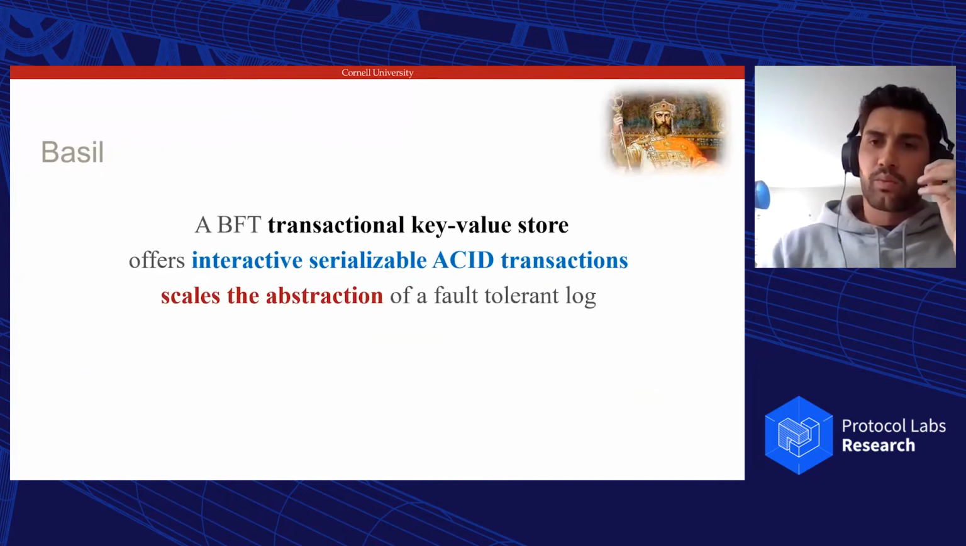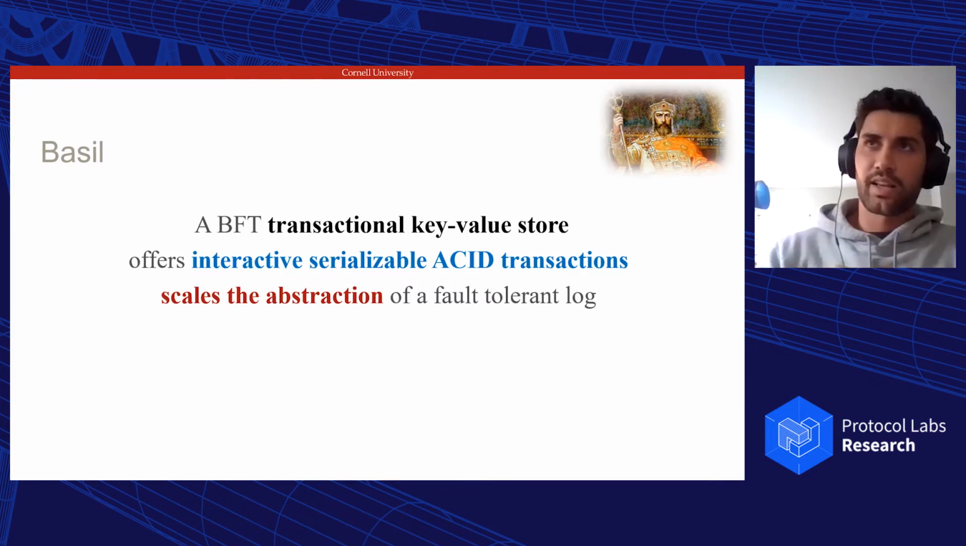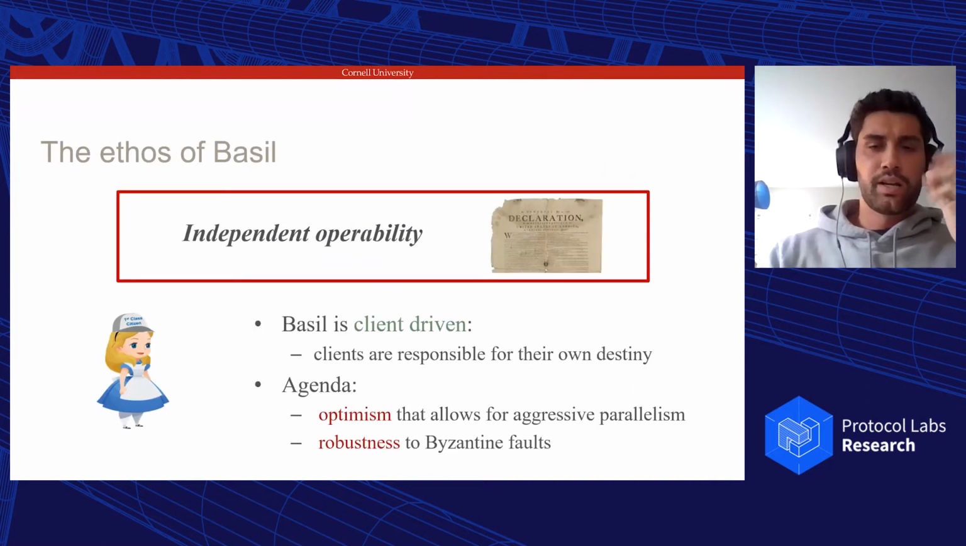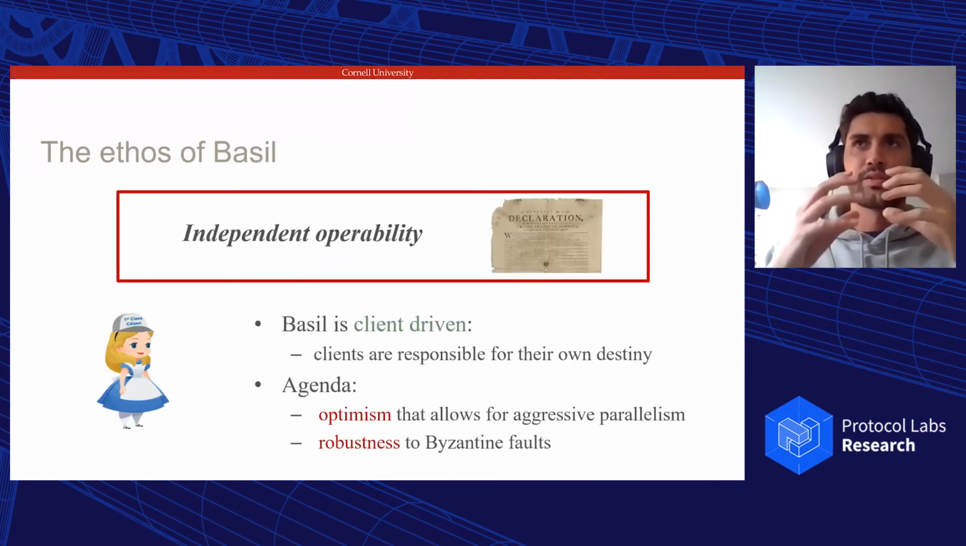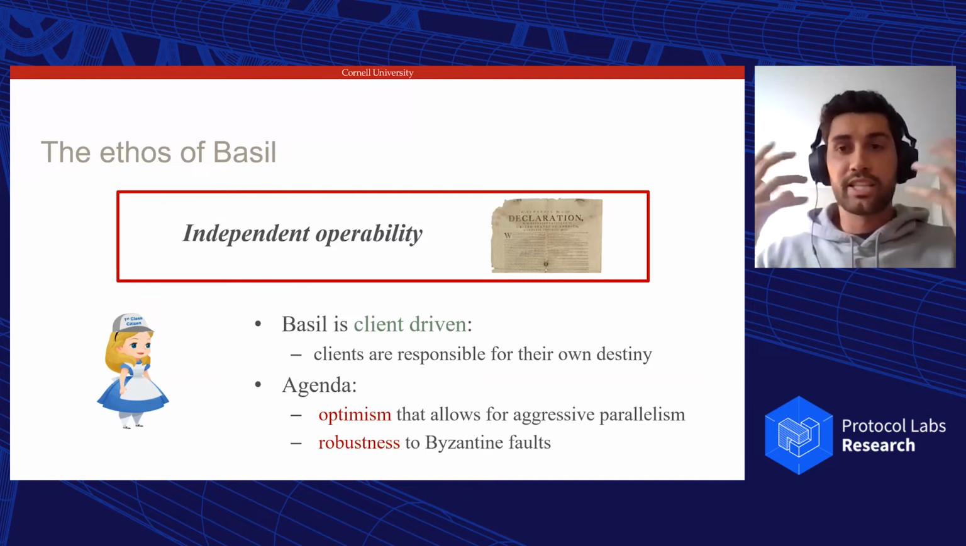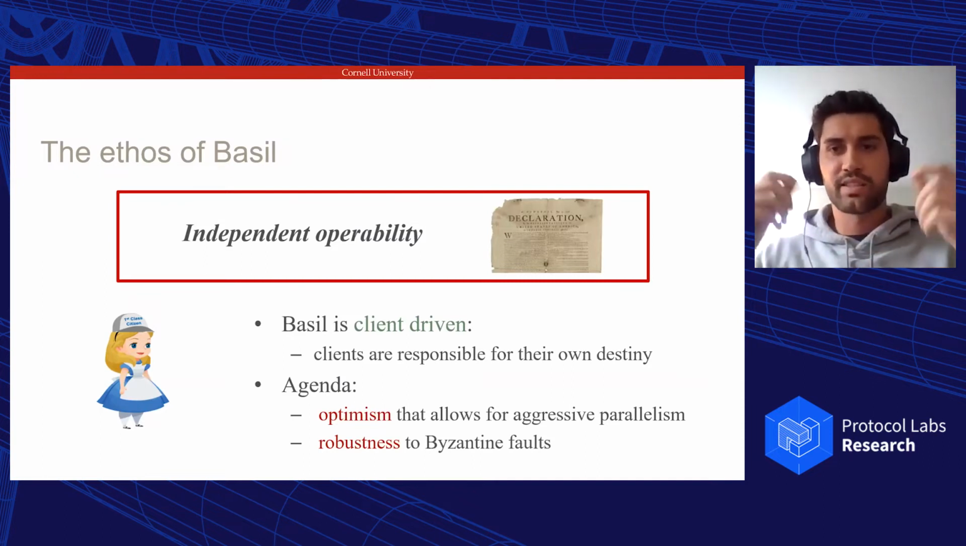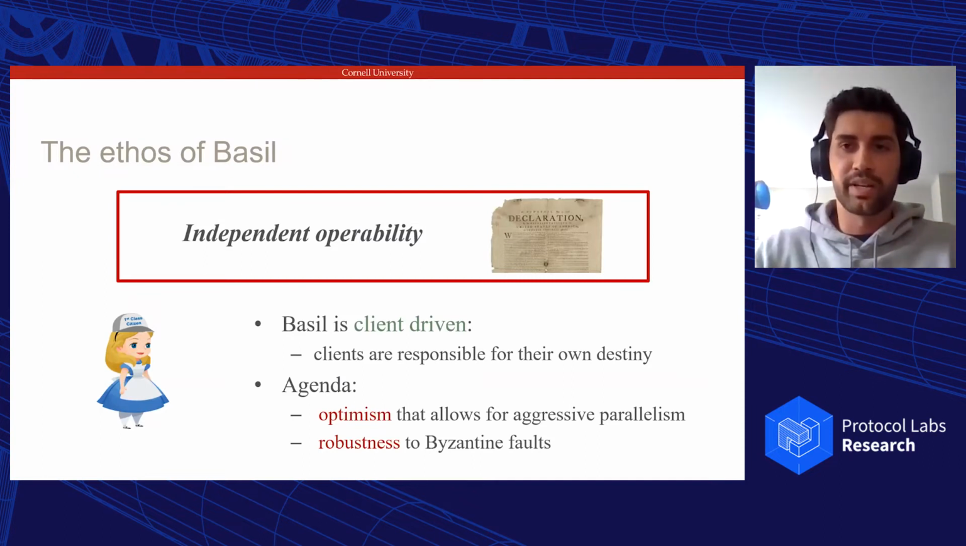So in Basil, we take this idea and we build a BFT transactional key value store that offers interactive and serializable ACID transactions to scale this abstraction of a totally ordered fault-tolerant log. The way we realize this is by building Basil around the core ethos of what we call independent operability, that roughly states that all operations that can be independent should also be executed independently.